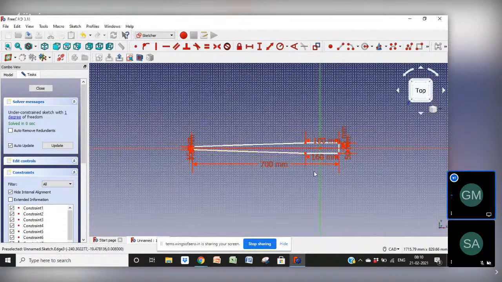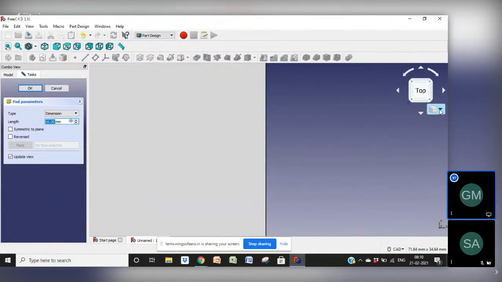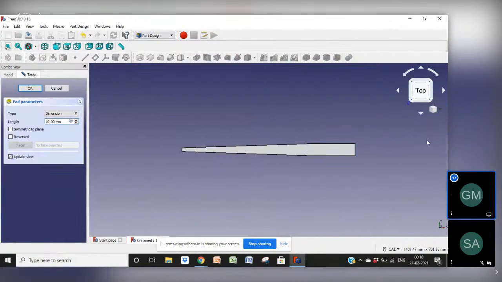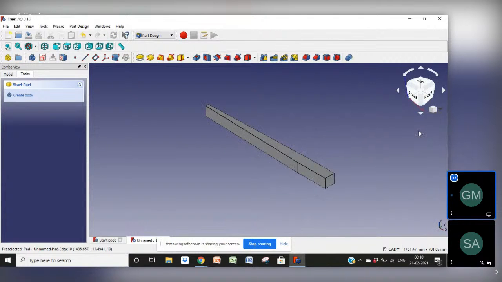This is the base of the aircraft. It would be looking like this from the top view. Close this, pad it, zoom to fit. Okay, pad would be 50 mm. Isometric view. Okay, like this.